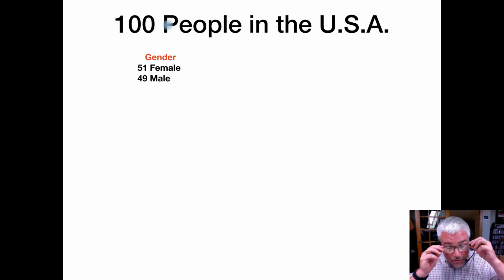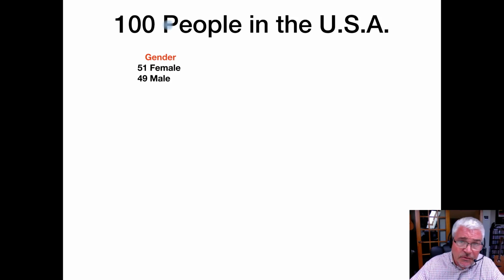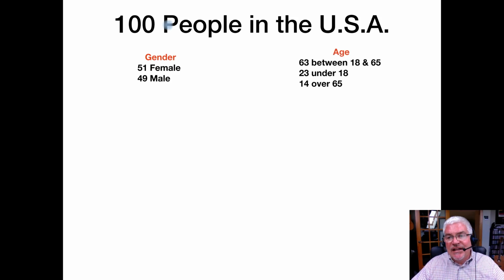Now, we saw in the world it was split pretty even. Here in the United States, it's a slight advantage for the women. And being a man, that's all I'm going to say about that. Ages: 63 between 18 and 65. That was kind of like the rest of the world, right? 23 under 18. Okay. 14 over 65. So I think we have more older people in the United States than maybe the world does generally, if I remember those numbers right.